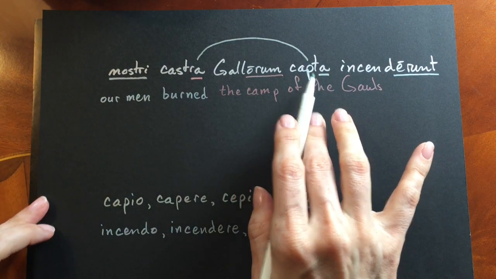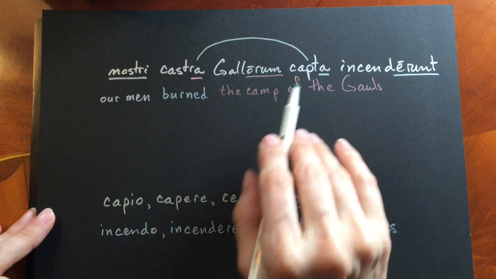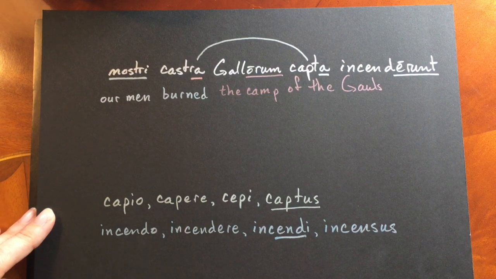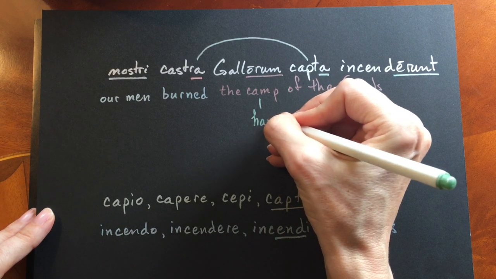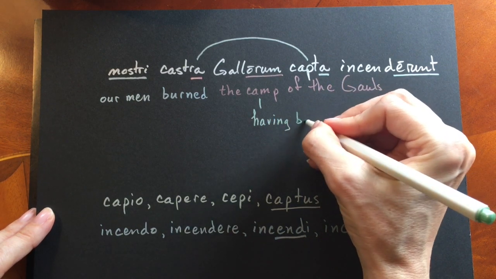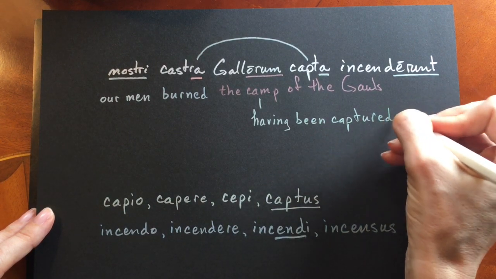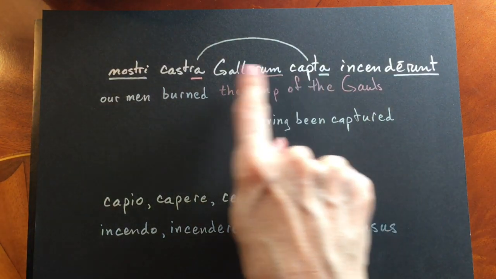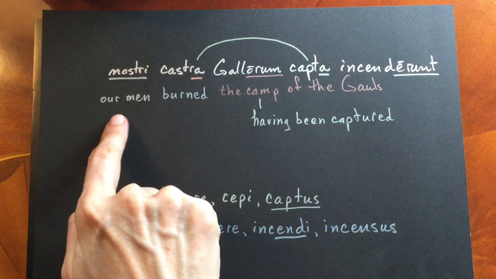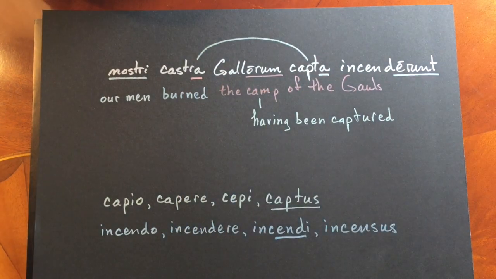How do we put this into English? The camp is the having been captured camp, because the meaning is passive. So this participle is telling us about the camp. Our men burned the camp of the Gauls that was already captured.